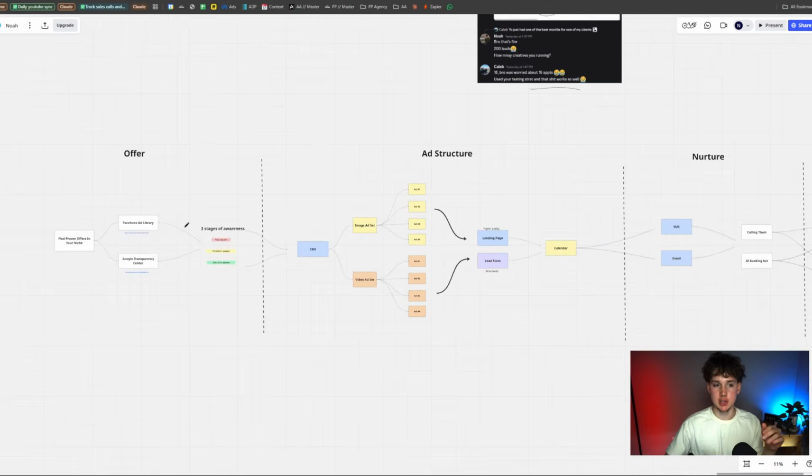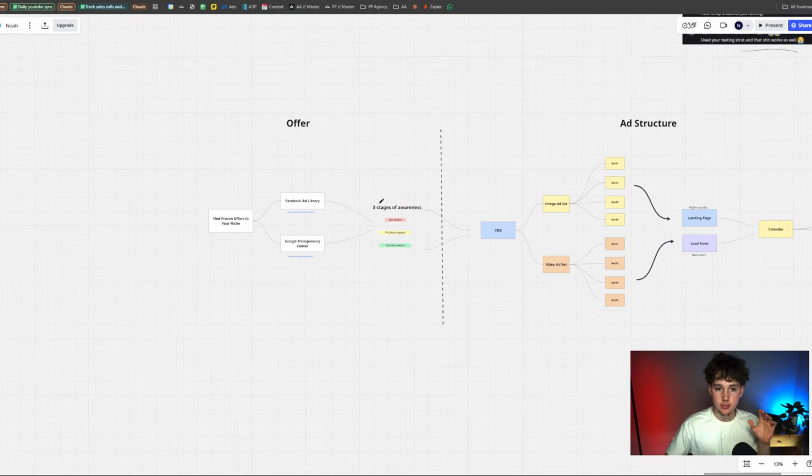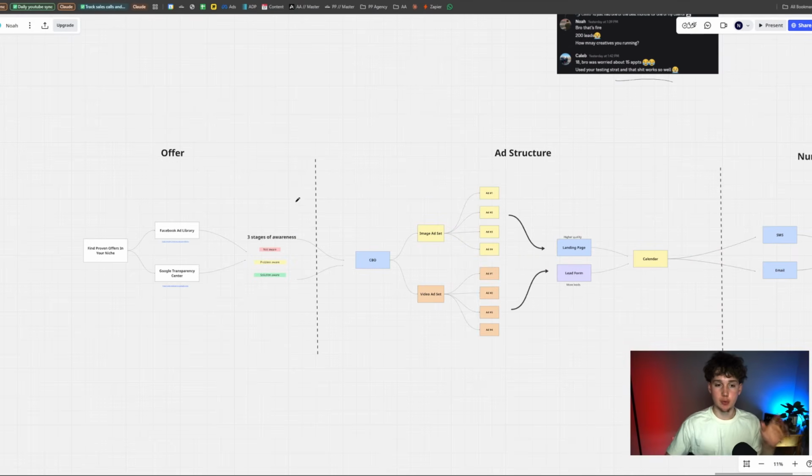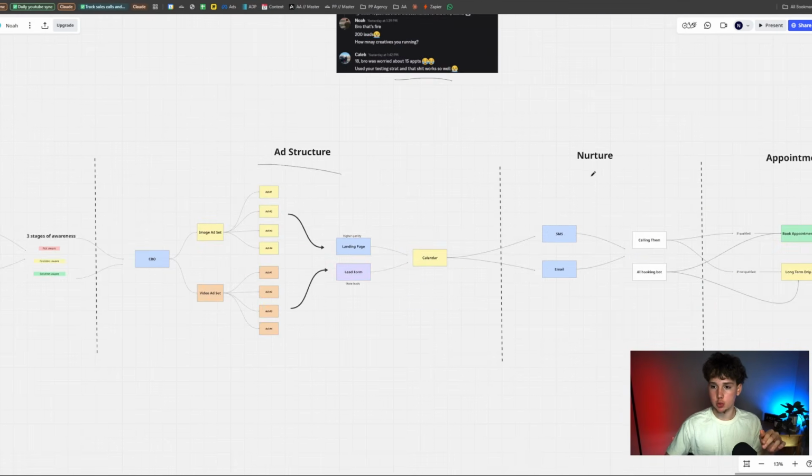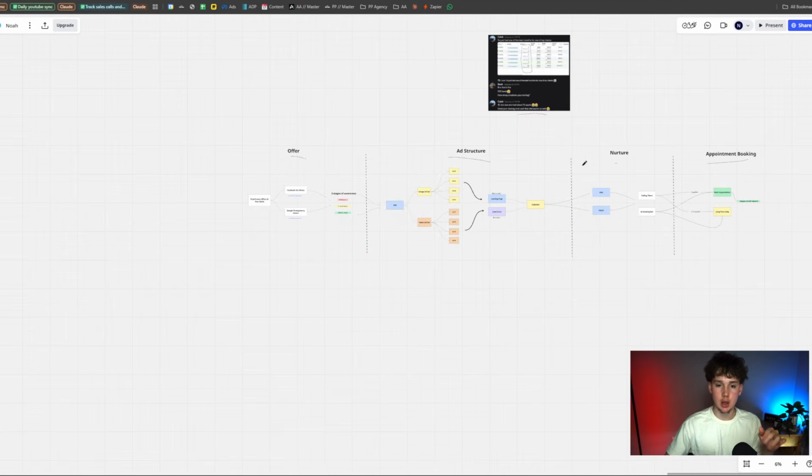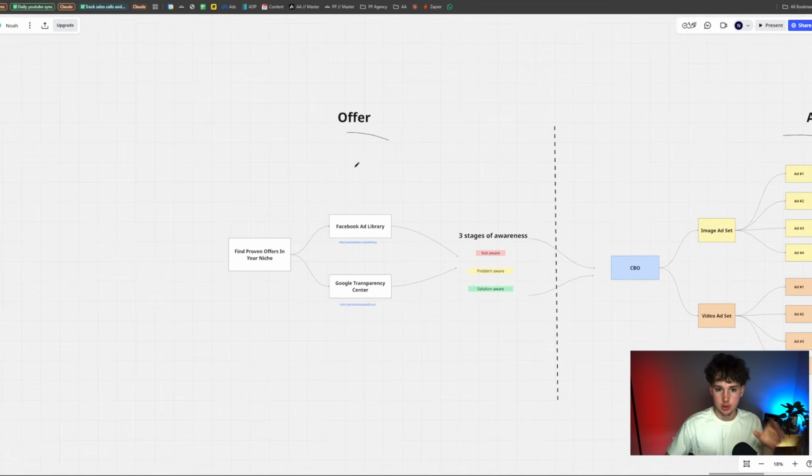So there's really 4 buckets. We have offer, we have the ad structure, we have the nurture sequence, and then the appointment booking. I'm going to break all these down step by step with you. So first of all is the offer.